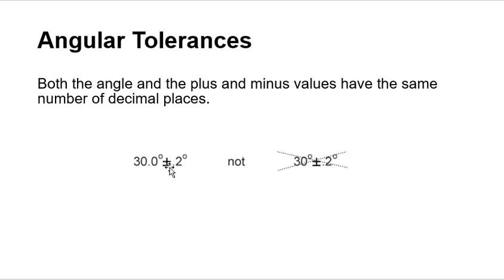Angular tolerance, we write it this way, okay, and don't forget the 0, but they have to have the same decimal place. Because when you carefully look at it, this is 1 decimal place, so therefore you have to put the 0, for the significant figures, right? So this is wrong because you have 1 decimal place right there and you forgot to put the dot 0 right there.